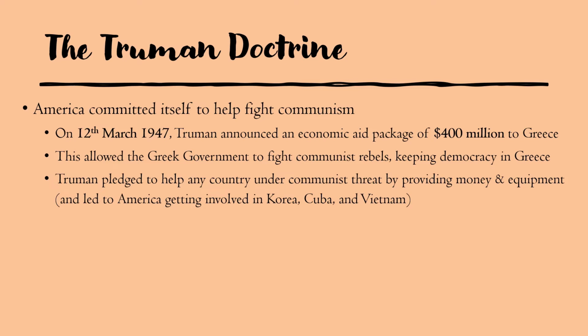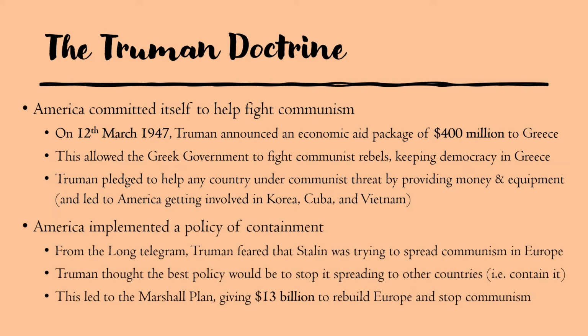Essentially, Truman was very scared about the communists trying to take over, and so wanted to stop this. And this leads on to the second effect, which was that America implemented a policy of containment. So Truman had received the long telegram, so-called because it was very, very long, and in this, essentially, it said that the Soviets were trying to spread communism all over the world, and especially in Europe.